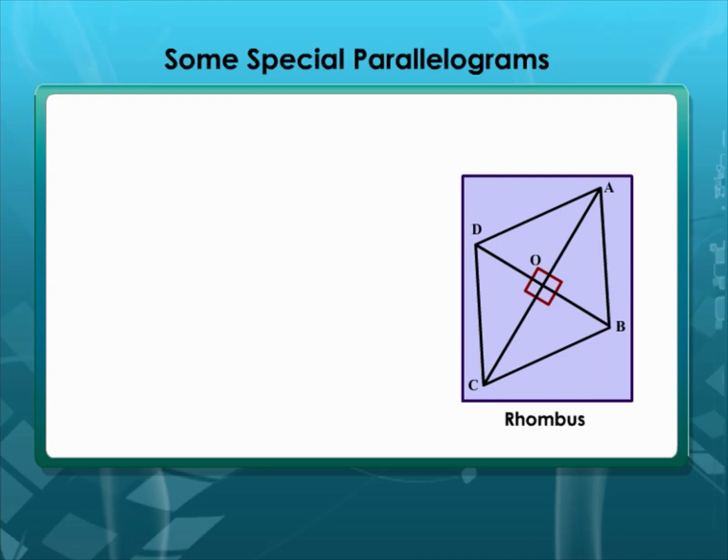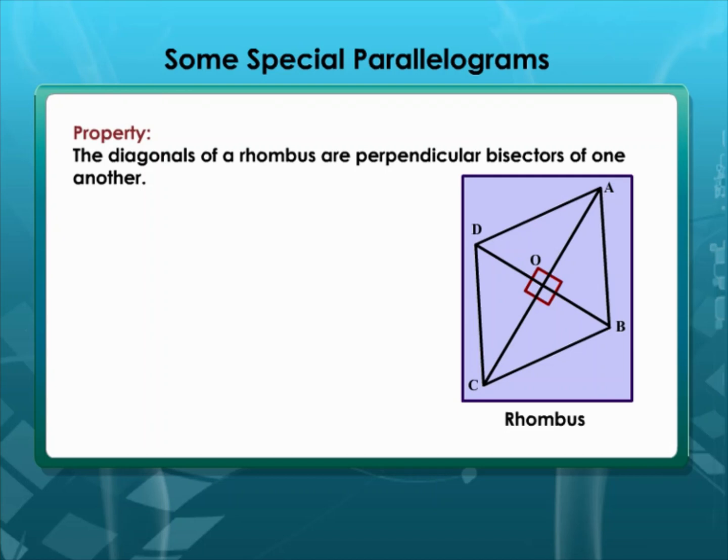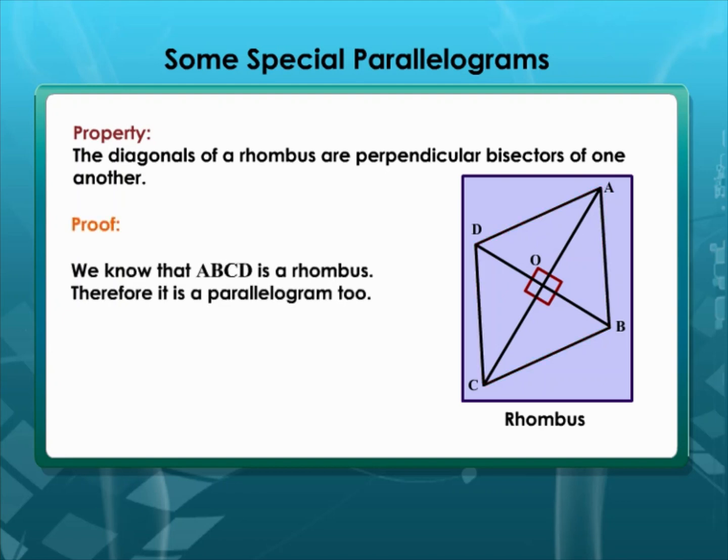It is important to note that a kite is not a parallelogram. The sides of a rhombus are all of the same length. This is not the case with a kite. Now come to the property. The diagonals of a rhombus are perpendicular bisectors of one another. We know that ABCD is a rhombus. Therefore, it is a parallelogram too.